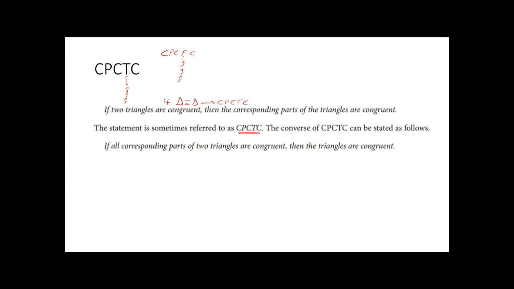Now, the converse can be stated as the following. If all the sides and the angles are congruent to one another for these triangles, then those triangles are congruent. Remember, the converse is just flippity flip. So instead of if P then Q, it's saying if Q then P. That's the converse.